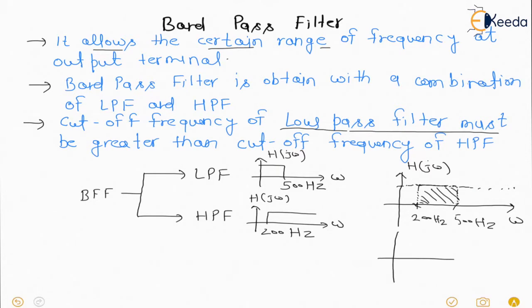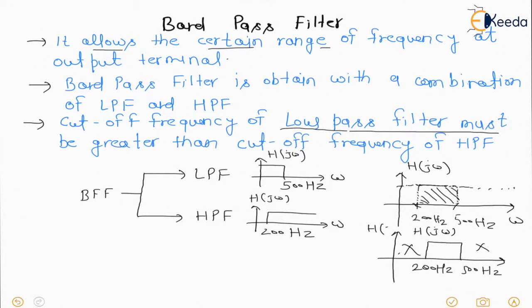Means here if it is H of j omega, then we will get the output between 200 Hz and 500 Hz. So this circuit is not passing the lower frequency, and this circuit is not passing the higher frequency. This is only passing the particular range of frequency between 200 Hz and 500 Hz.